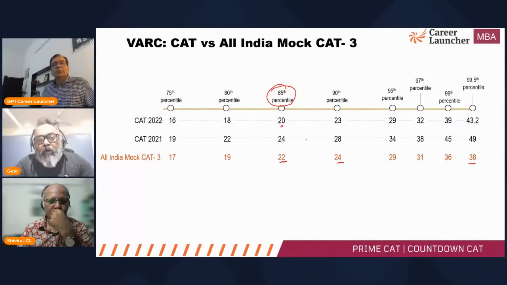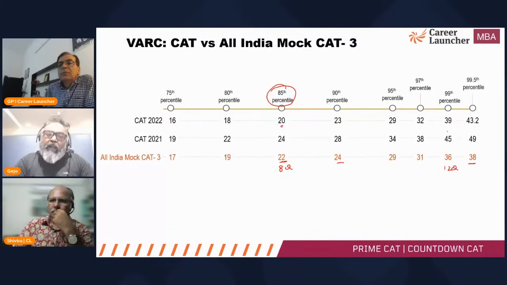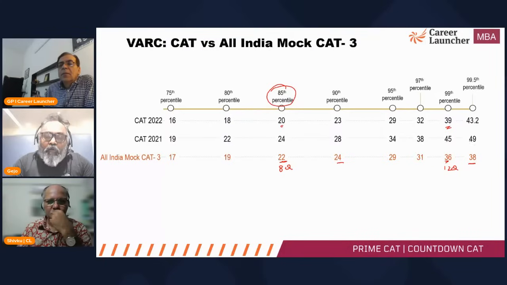So we're looking at about 8 questions net correct, and we want to hit about the 99th percentile, which is 12 questions net correct. So if someone was saying that it is extremely difficult, it is not. But I can understand where the issue is coming from.